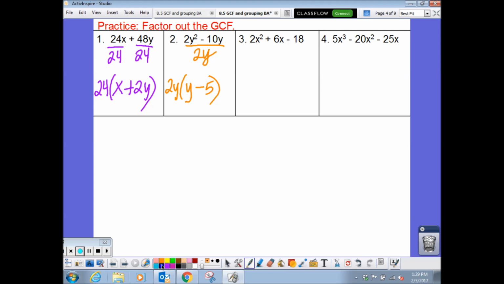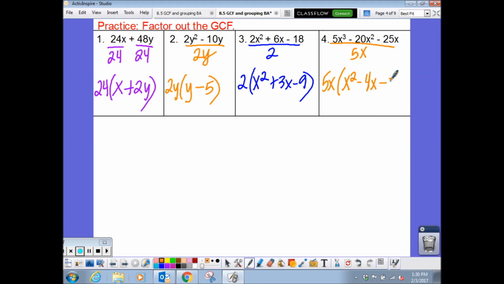Number 3, 2x squared plus 6x minus 18. I know 2 goes into all of these, and I think that's it. They don't all have an x. So if I divided 2 out, that leaves me with x squared plus 3x minus 9. And then this last one, they all have a 5, and they all have an x. So I'm going to take that out. That would leave me with x squared minus 4x minus 5.